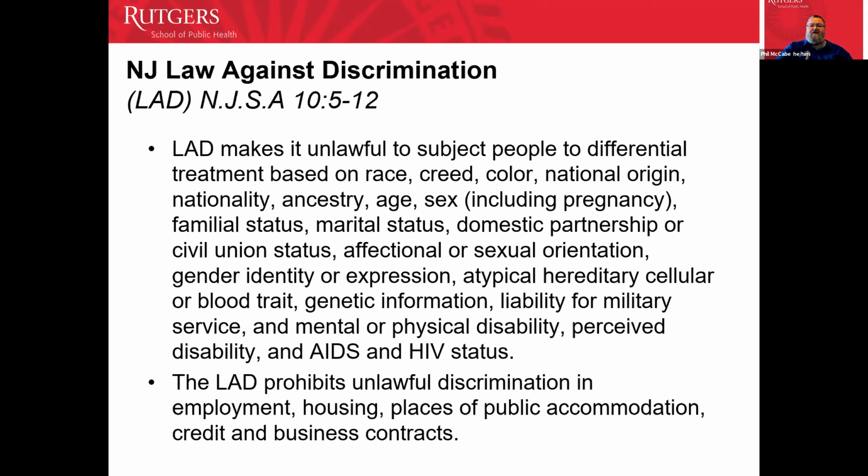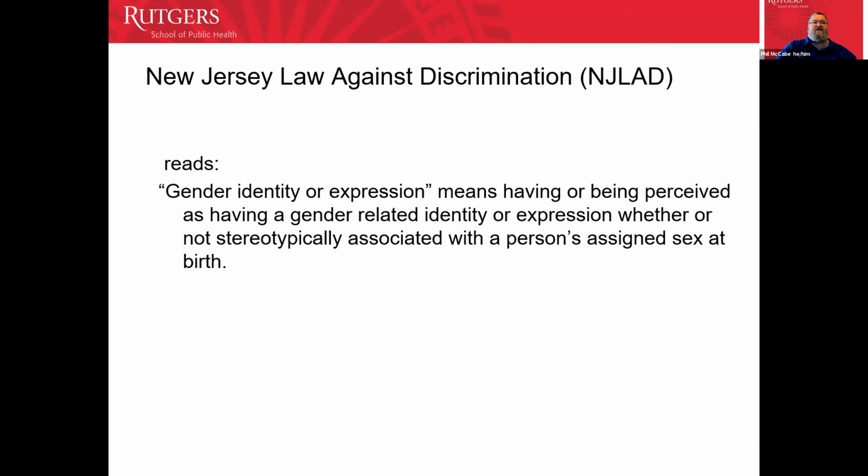Since then, in New Jersey, we are a state that recognizes a variety of characteristics that are protected against discrimination. I mentioned before about gay and lesbian. Now here in New Jersey, we also include affectional or sexual orientation, gender identity or expression, in addition to the other things that you see here. So we are one of the states that is a little bit more expansive in our laws against discrimination.